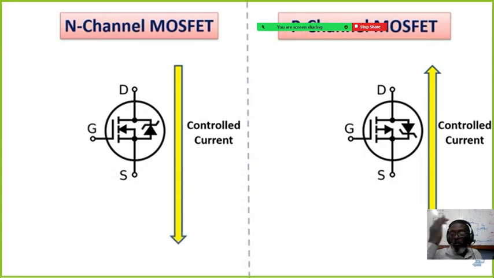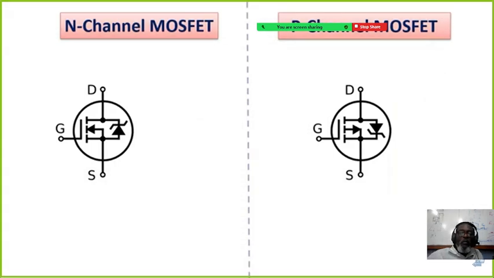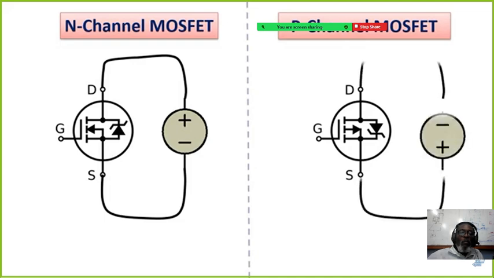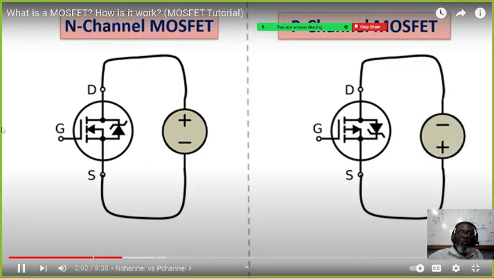So, what's the difference between them? The working principle of both is the same. The direction of the controlled current in N-channel MOSFET is from drain to source, while the direction of controlled current in P-channel MOSFET is from source to drain. In other words, take that in good. So for the N-channel, the positive is always on the drain. For the P-channel, the negative is on the drain.